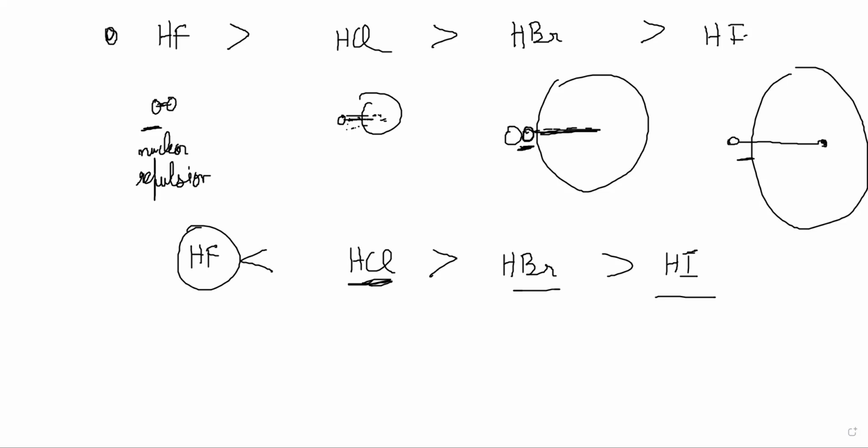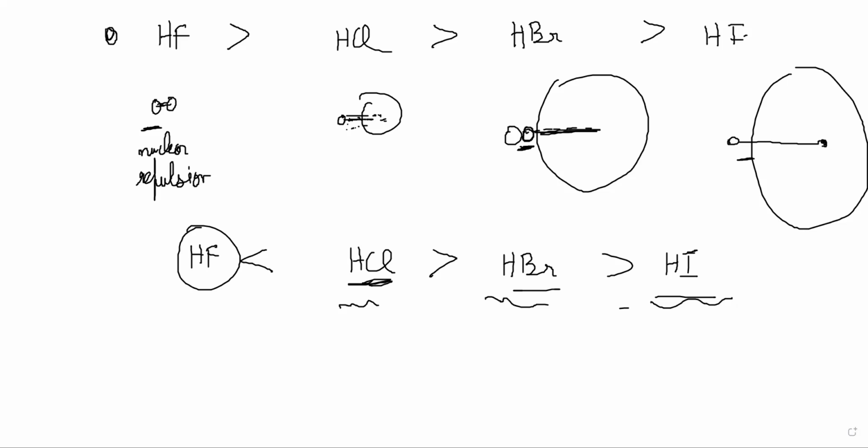Hydrofluoric acid is a weak acid, whereas HCl, HBr, HI are strong acids. So HCl, HBr, HI are strong acids because bond strength is decreasing. Okay, so he's saying bond strength for HA is strong, HF is stronger.